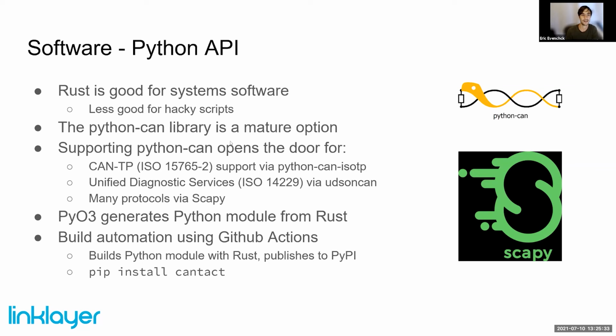So this Python library opens the door for a lot of things, because using Python CAN ISOTP, you get support for that CAN TP layer that I was talking about, in software. Using the UDS on CAN package, you get the ISO 14229 support. So you can write your own scan tools very quickly. It's a very easy way of doing it.